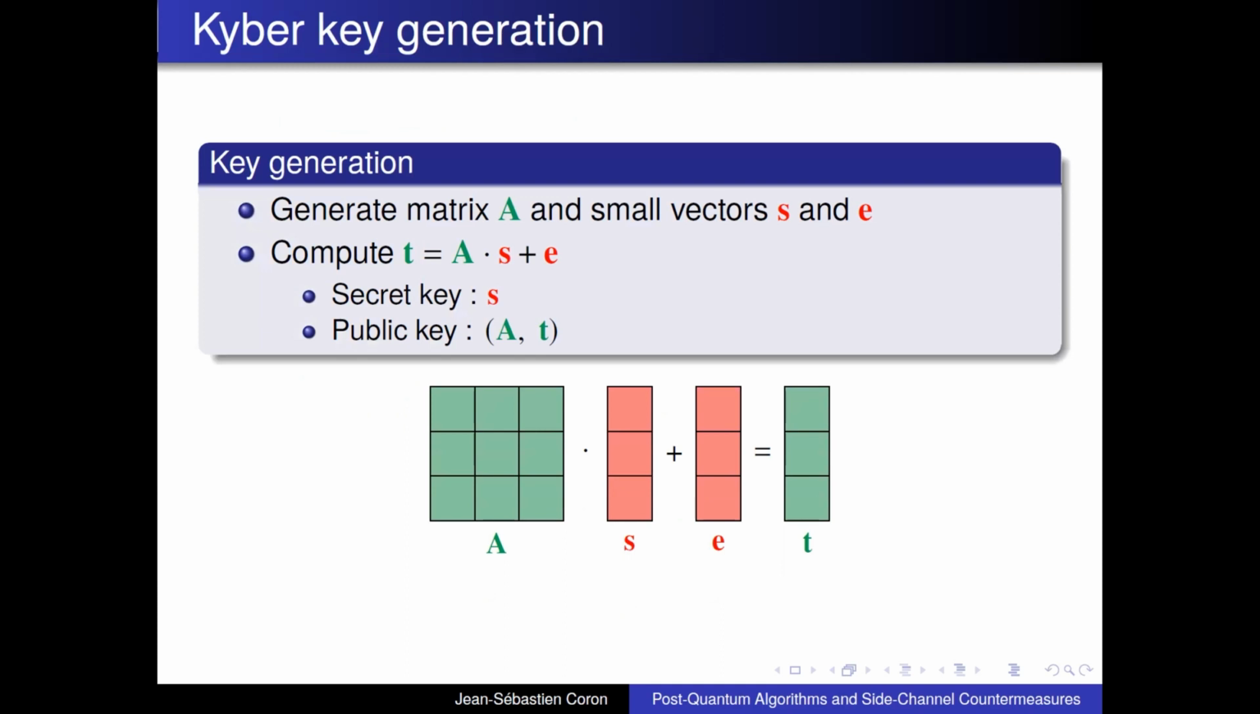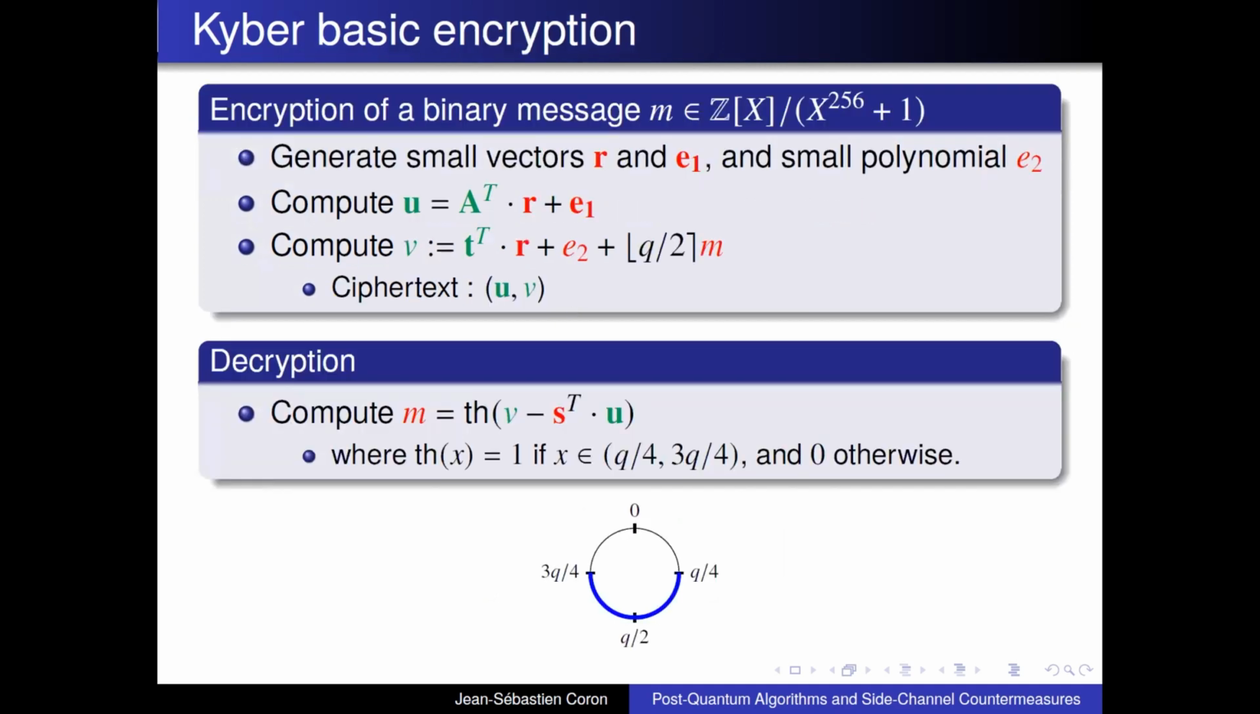I'm going to quickly describe the Kyber scheme. To generate the key for Kyber, we generate such a matrix A and small vectors S and E, and then the public key is A and T, and the secret key is S. To encrypt with Kyber, it's almost the same as ring learning with error encryption. We generate the small errors R and E1 and the small polynomial E2. The ciphertext again has two parts, but this time the first part is a vector of elements, which is A transpose times R plus E1. The second part of the encryption is a polynomial, computed in a way that embeds the message M.